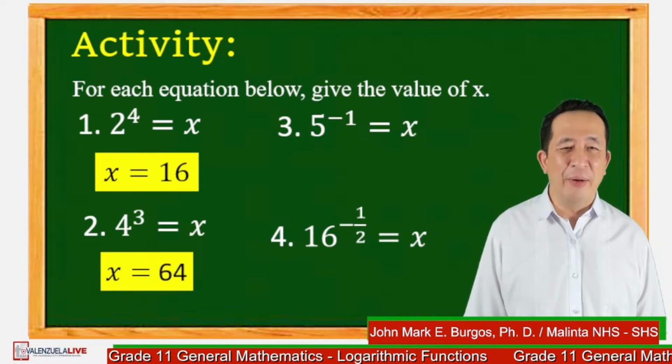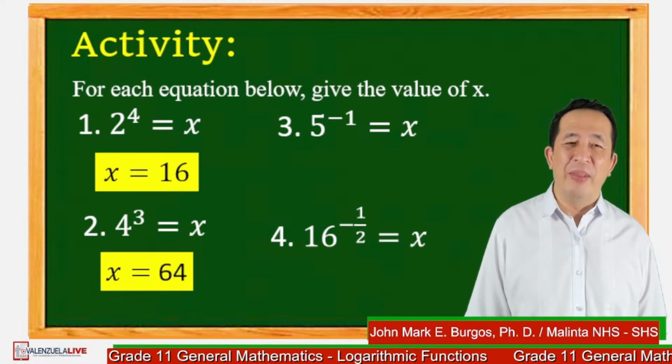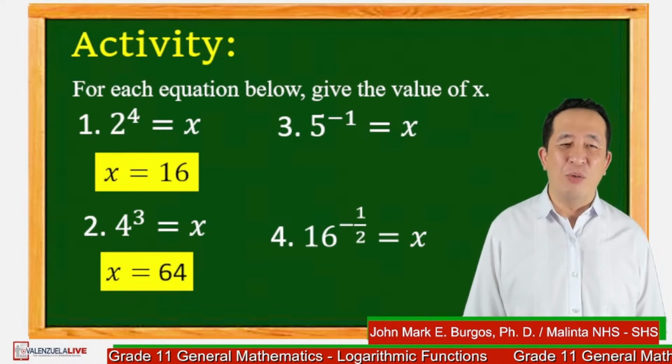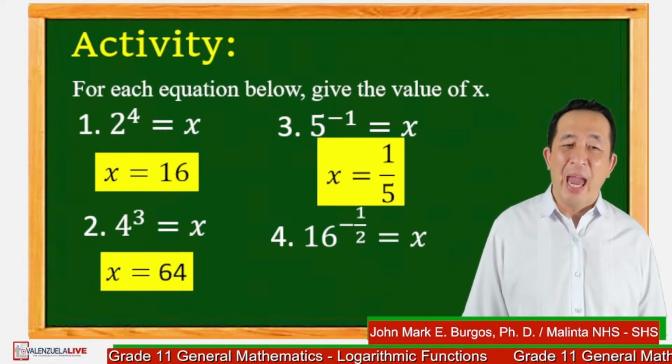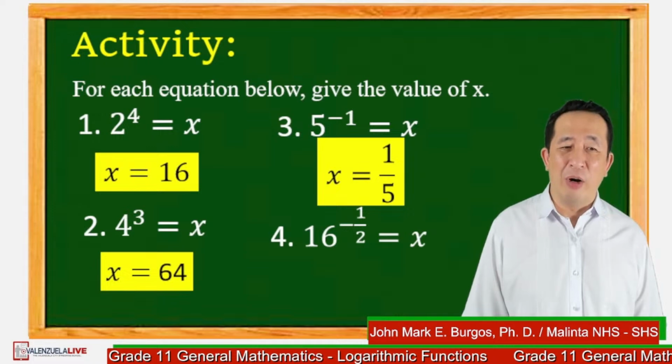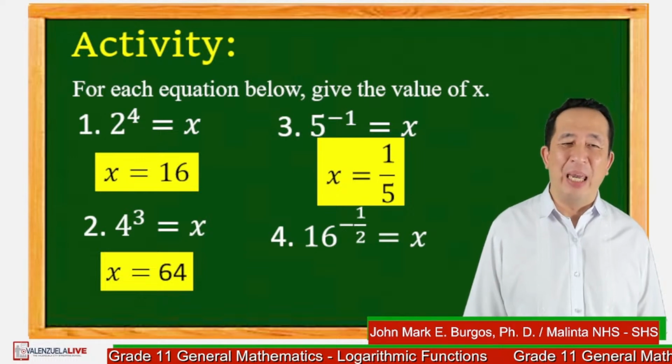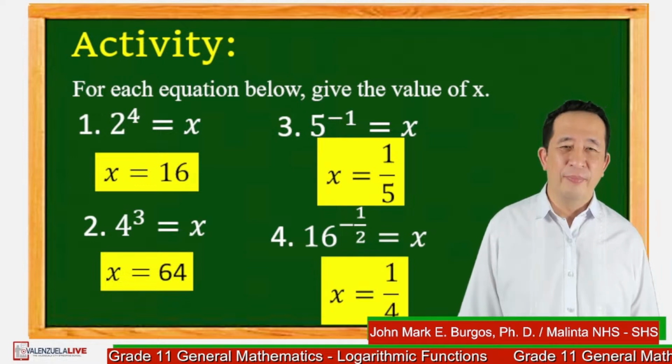Number 3, 5 raised to the power of negative 1 is equal to x. So the answer will be x is equal to 1/5. And number 4, 16 raised to the power of negative half is equal to x. To determine the x, the answer will be x is equal to 1/4.